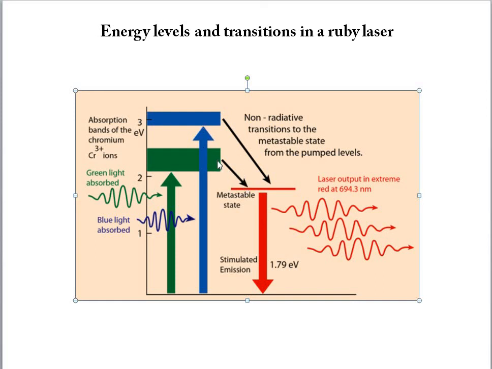As a result, the electron is de-excited to the metastable state, and from the metastable state, the electrons are de-excited to the ground state. Light comes out with a wavelength of 694.3 nanometer, that is red light. So this is the laser output. This ruby laser produces red light. That is why the ruby laser works. That is the working principle behind the ruby laser.